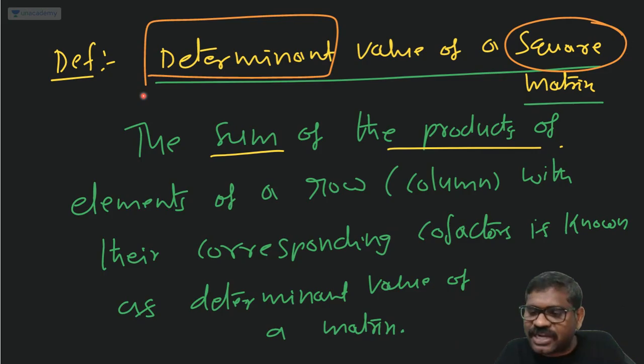As per the definition, you can take any row or any column, but we have one practice. What is our practice? We use to take the first row and multiply with corresponding cofactors. That is our practice. It is not compulsory. You can take any row or any column.